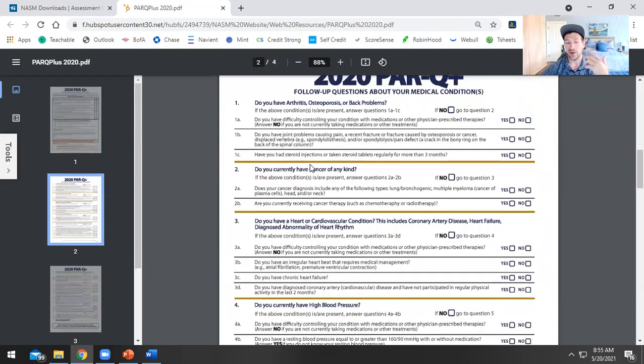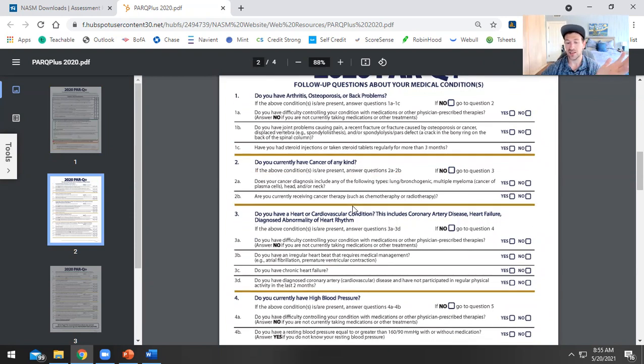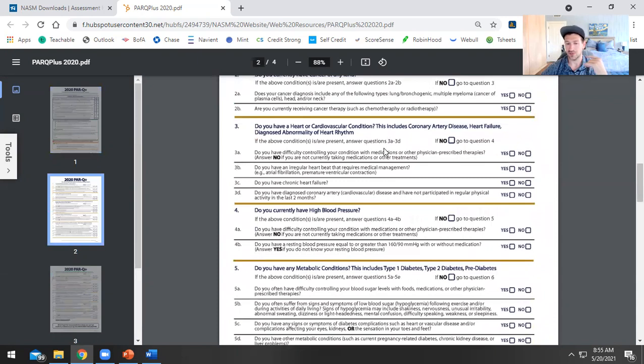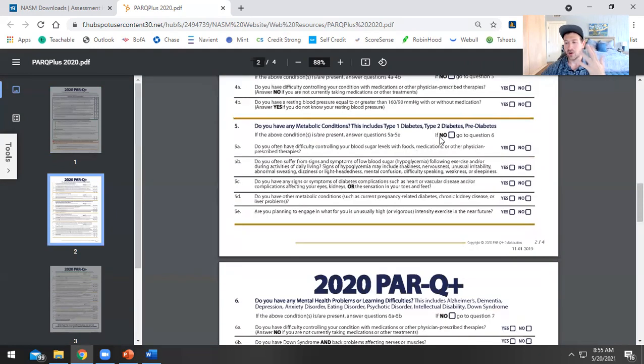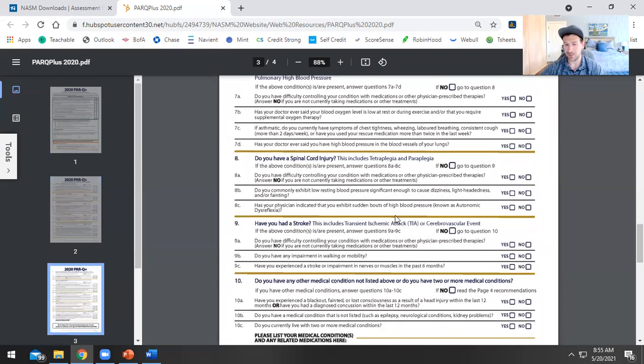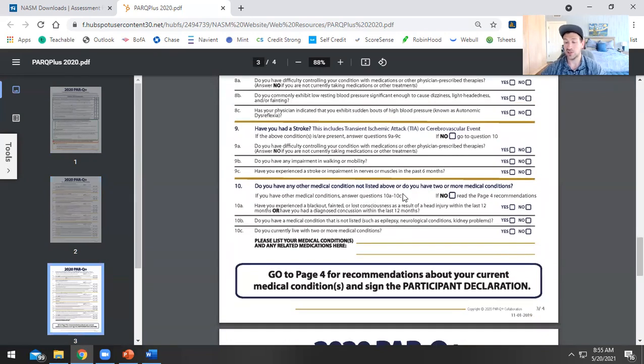And so now you're going to see, do you have arthritis, osteoporosis, low back problems, any different types of cancers, cardiovascular conditions, right? So it's sort of a flow chart now where it's like, if no, go to question 4, but if yes, all right, do you have chronic heart failure? Are you diagnosed with coronary artery disease? We get more specific about each of those 7 things that we asked about. Do you have a spinal cord injury? Have you ever had a stroke? Do you have any medical conditions not listed above? List it right here.